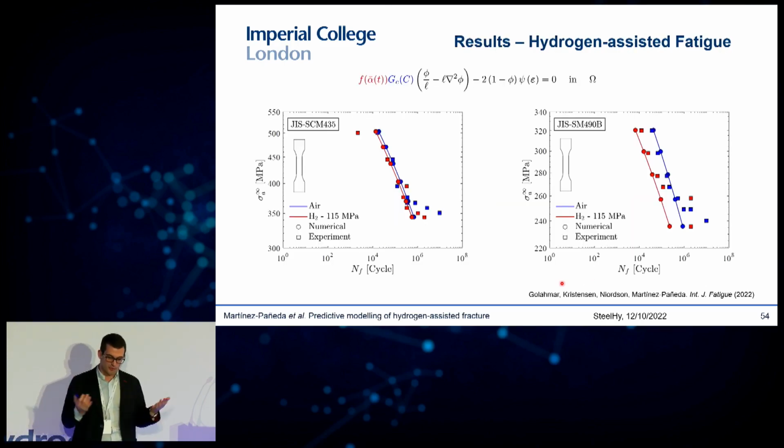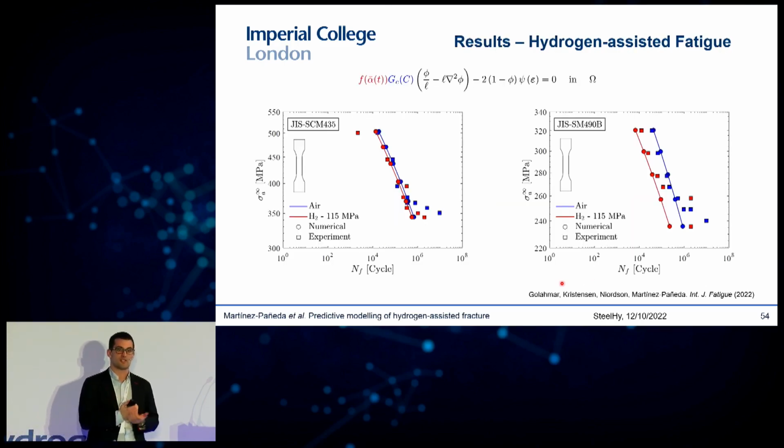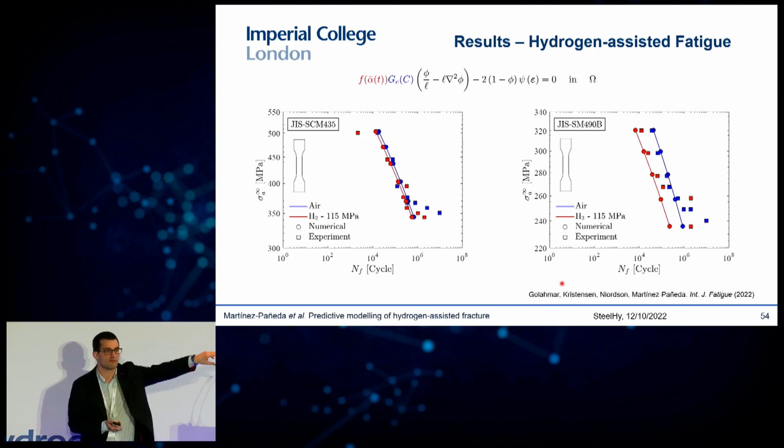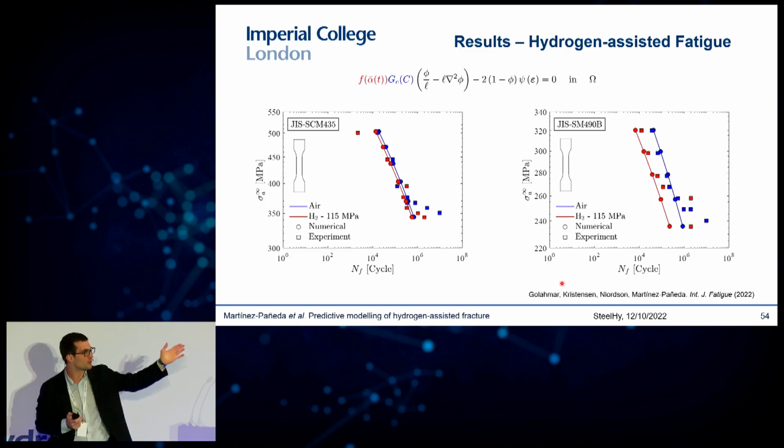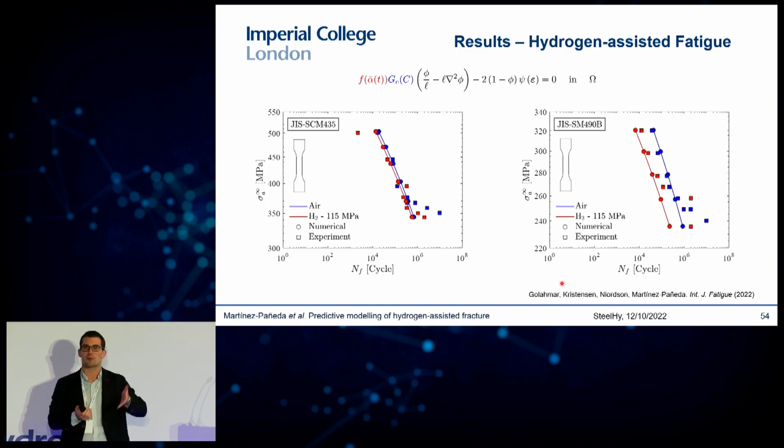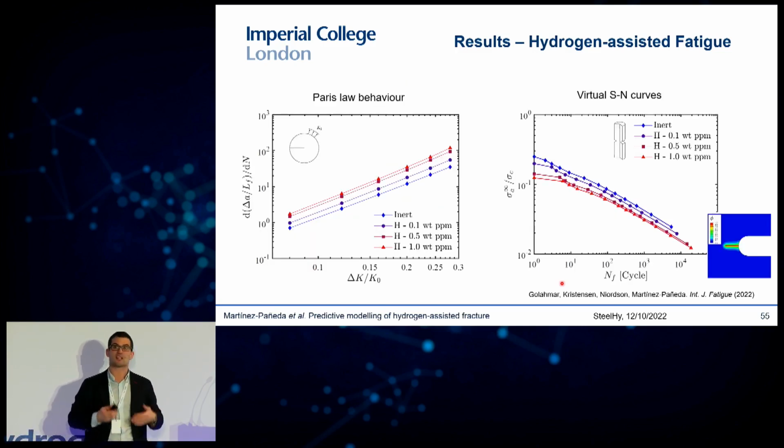And we have extended this framework in multiple directions. One direction is fatigue. You can add a fatigue degradation function to account for the damage, the fatigue and the hydrogen damage. And as you can see, we're able to then compute virtual SN curves and provide a decent agreement with experiments. And we can also obtain as an output of the model, not as an input, the Paris law behavior.